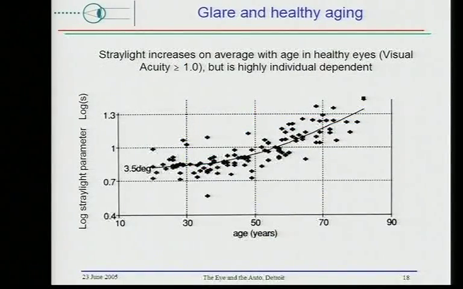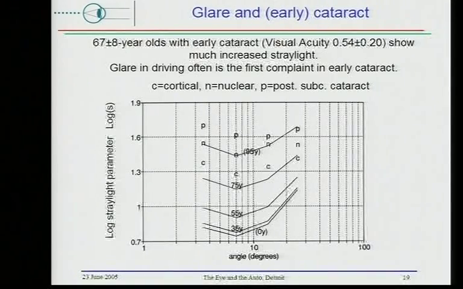Well, with this technique, we measured glare or stray light in normal eyes. This is an example for normal individuals with very good visual acuity up till the age of 80. But as you can see here, it's highly individual dependent. With early cataract, of course, it increases, but you can see here that the way it increases is much like increased aging, quicker aging. The shape of the function remains more or less the same as for an older age group.